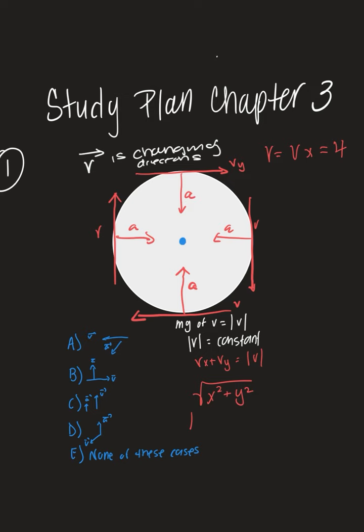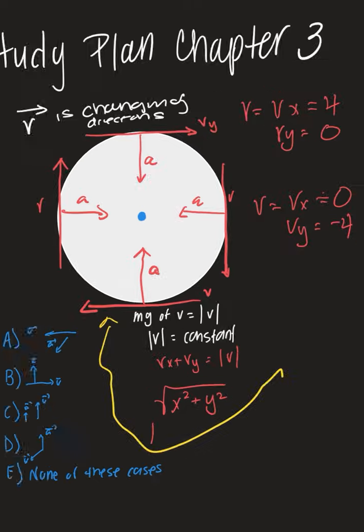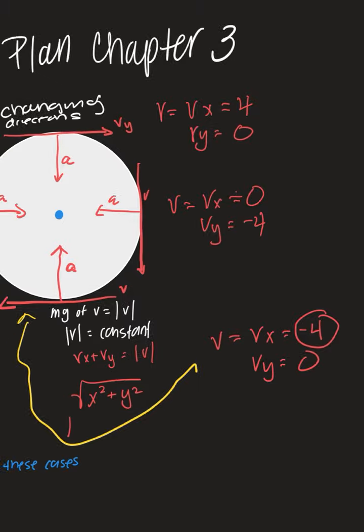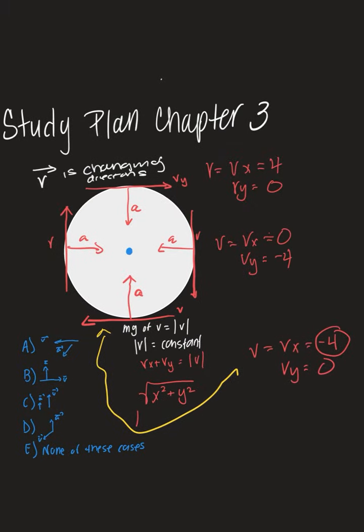Vy equals 0. Then for the side, we have V equals Vx equals 0, Vy equals -4. And then we do for the bottom, for this one, sorry, I'm having it everywhere. We do V equals Vx equals -4, Vy equals 0.